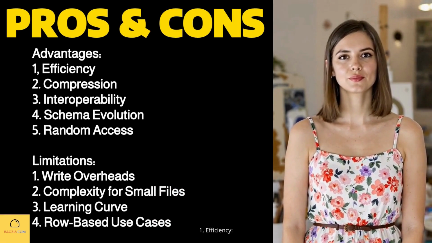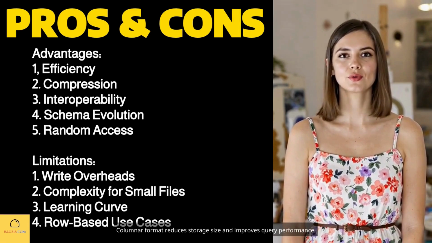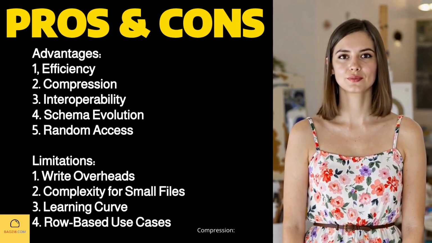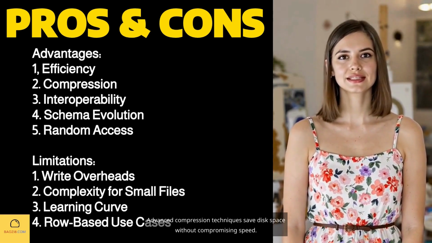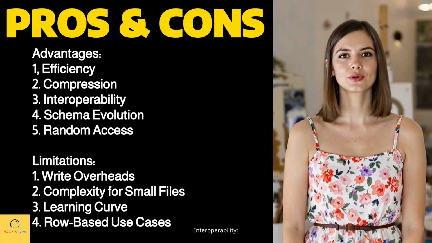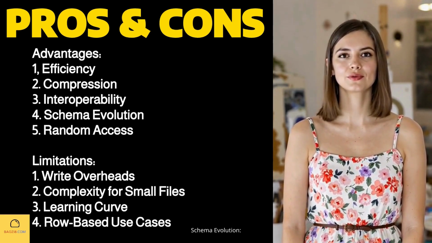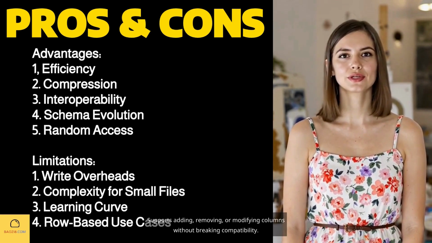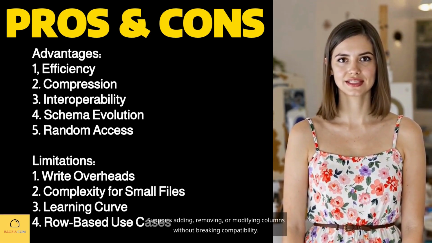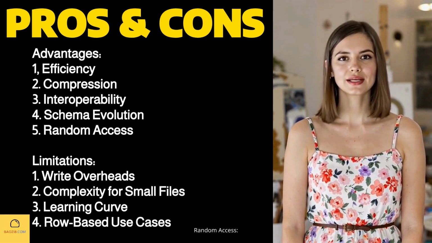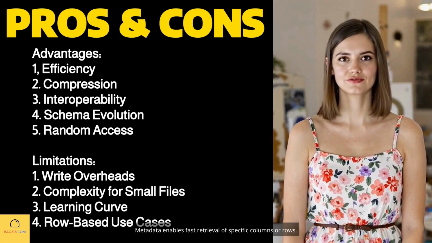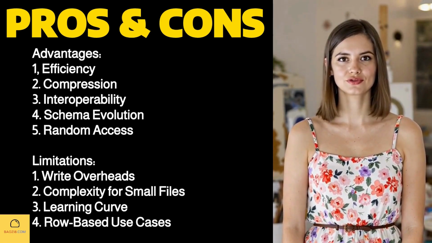Advantages include 1. Efficiency. Columnar format reduces storage size and improves query performance. 2. Compression. Advanced compression techniques save disk space without compromising speed. 3. Interoperability. Supported by multiple big data tools, including Spark, Hive, and Presto. 4. Schema evolution. Supports adding, removing, or modifying columns without breaking compatibility. 5. Random access. Metadata enables fast retrieval of specific columns or rows.